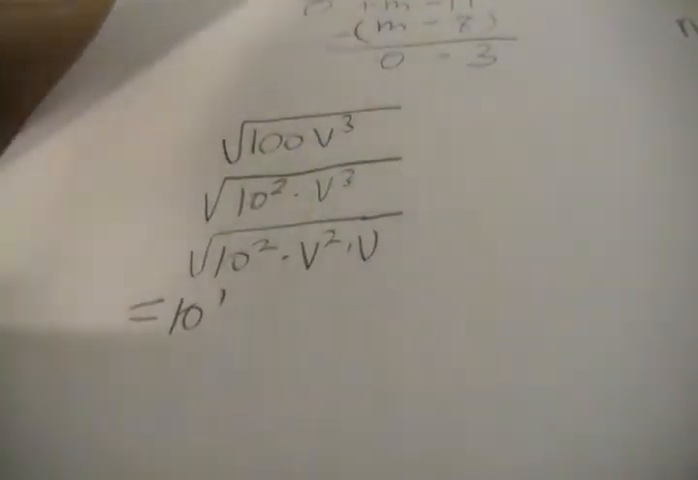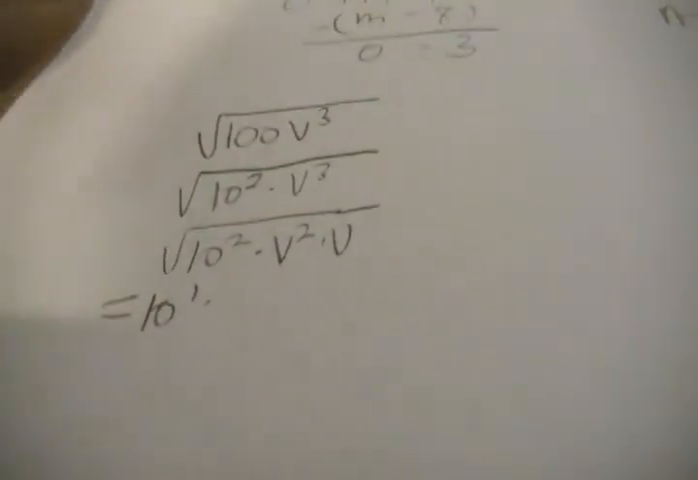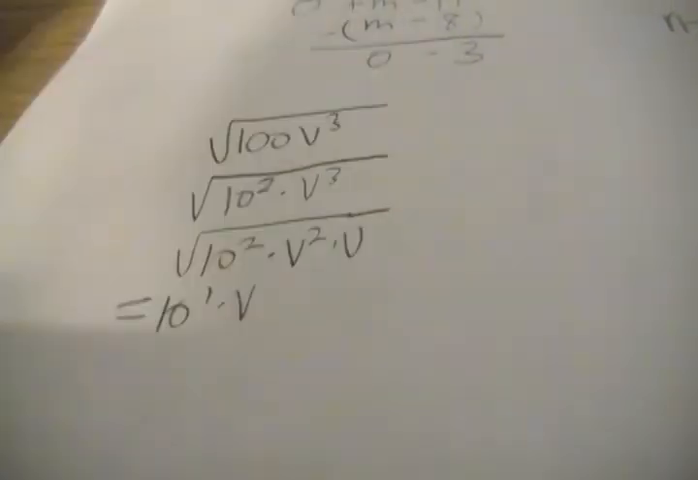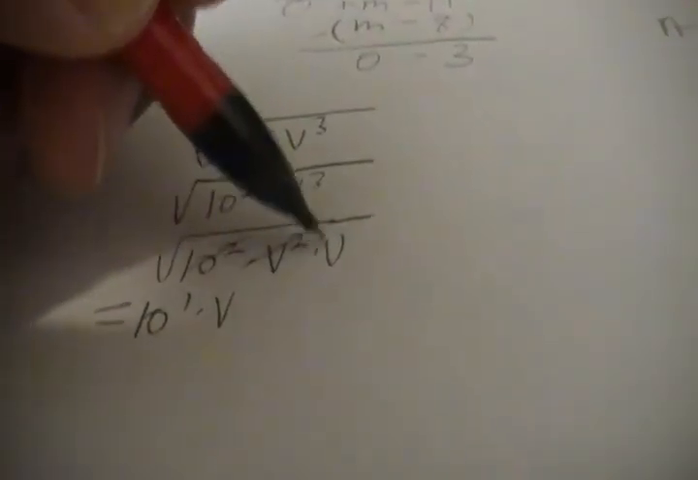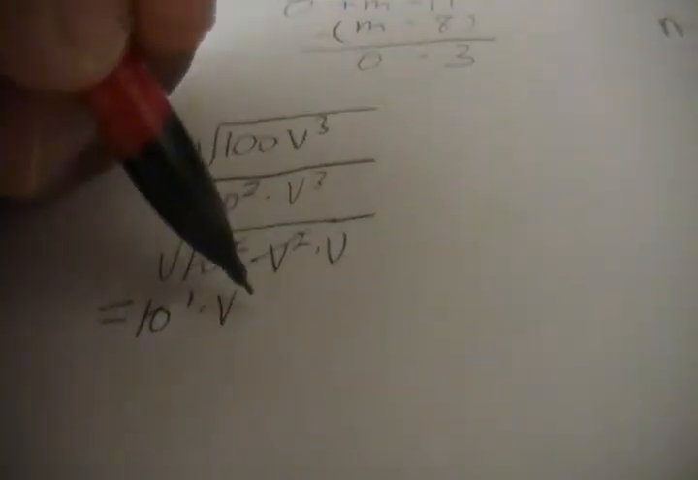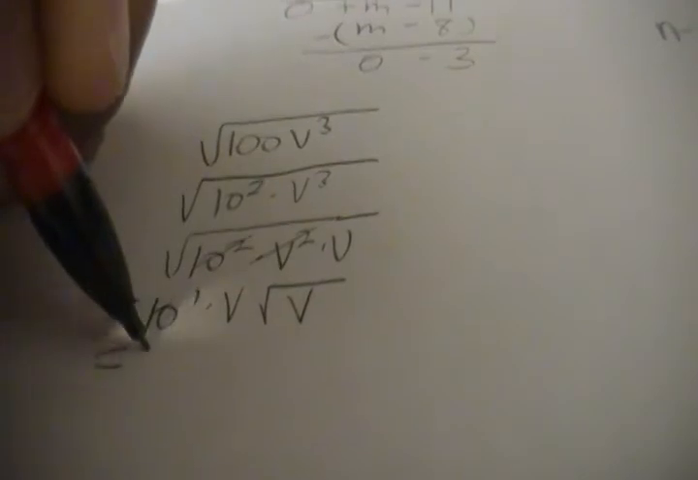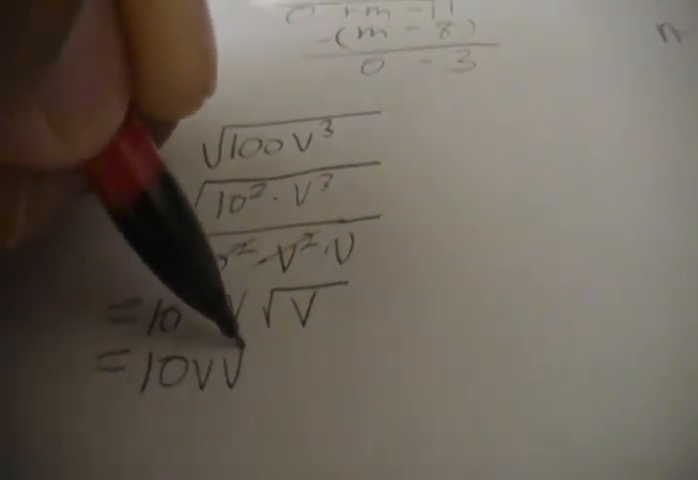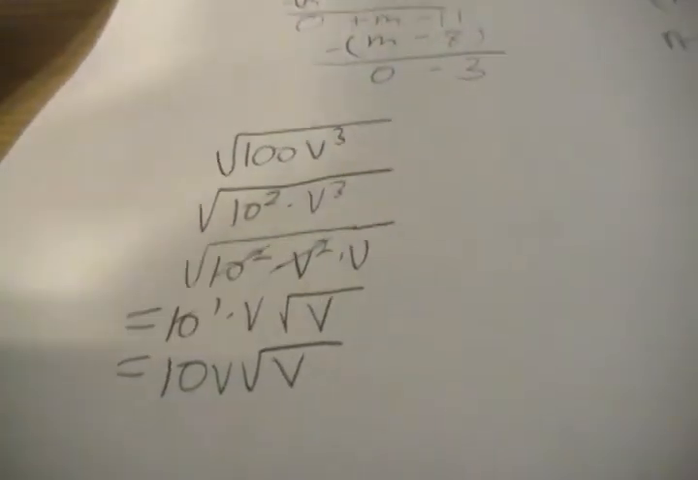So 2 divided by 2 is 1. So when you do the square root, you get 10 to the 1 power. Now let's do v squared. v squared, divide that by 2, we get 1, so we get v. So what do we have left over? Those cancel. Inside we have left over v. So we have the square root of v. So our final answer is going to be 10v times the square root of v.